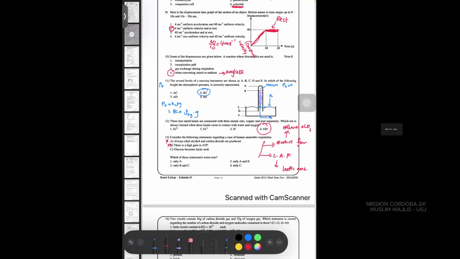Okay. Third one, glucose becomes lactic acid. In lactic acid fermentation, lactic acid is formed. So therefore, that is correct. So your answer will be only C.